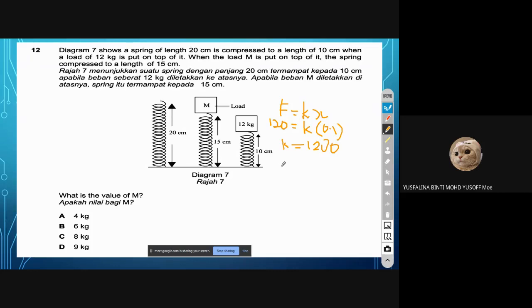Then for the next step, you still use the same formula, F equals Kx. Now you can find the force.